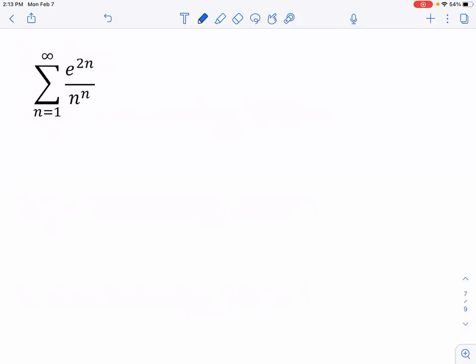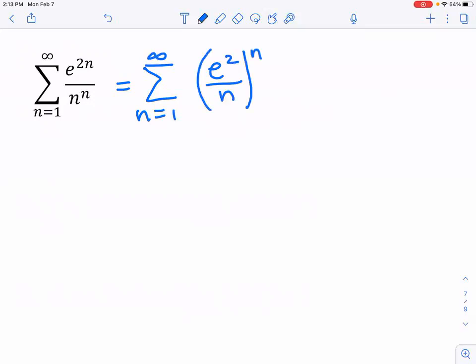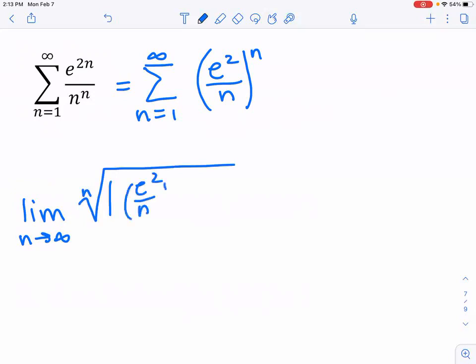Is this sequence being raised to the nth power? Yes or no? We have e squared over n raised to the nth power. Would you agree? So we can use the root test. Why can we not use the geometric test? Because there's an n. If that was e squared over 1, we'd be fine.